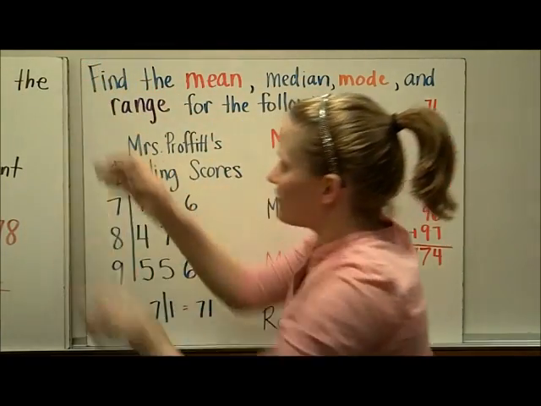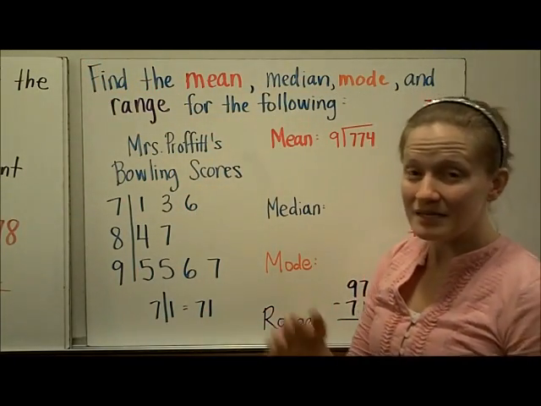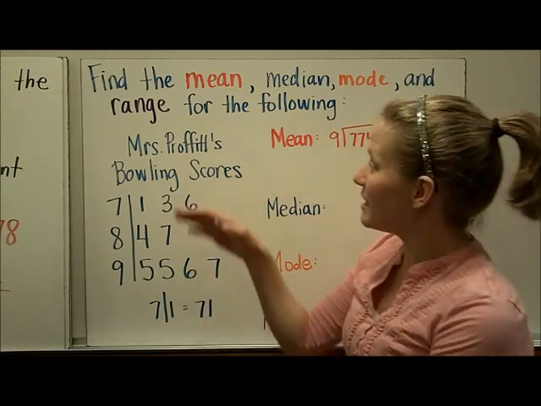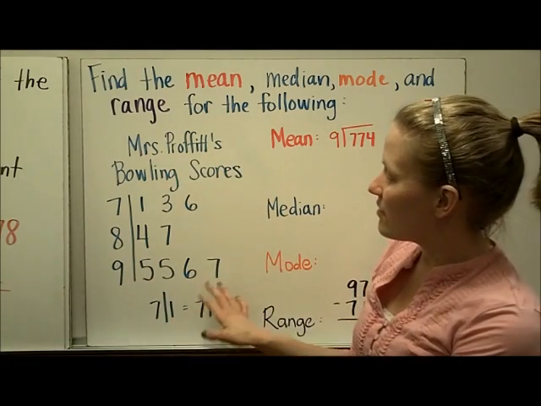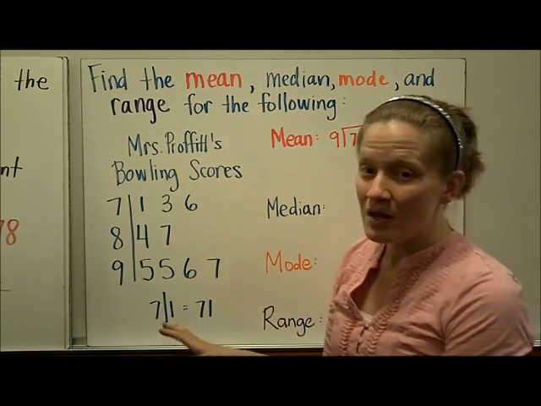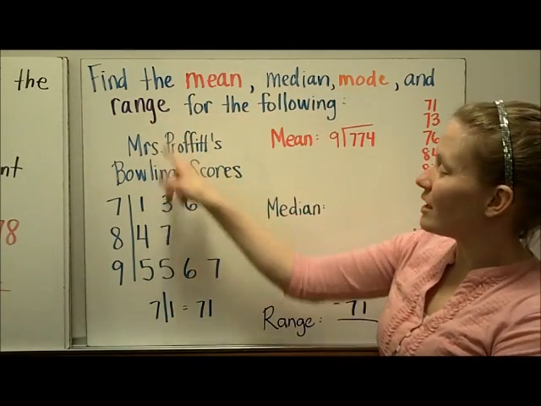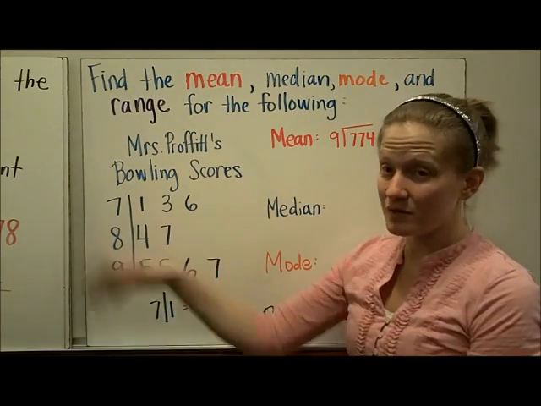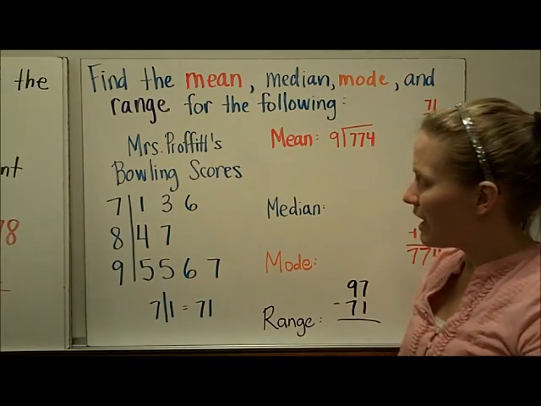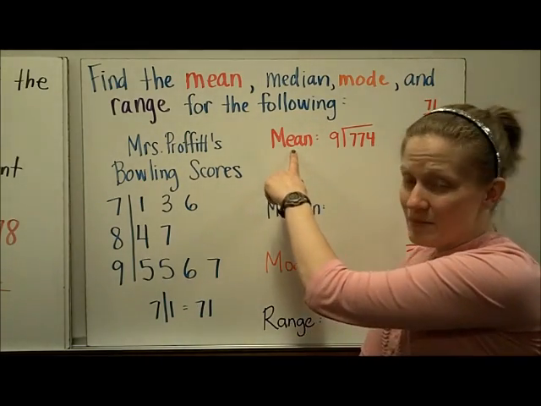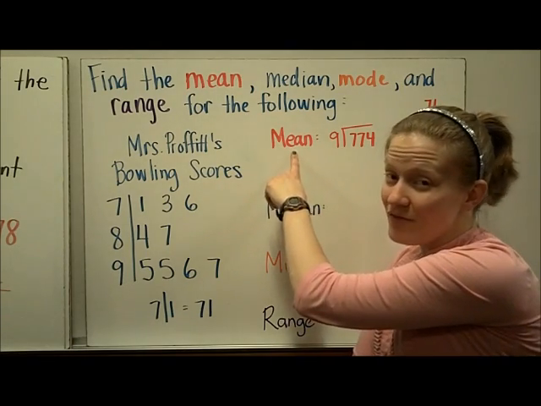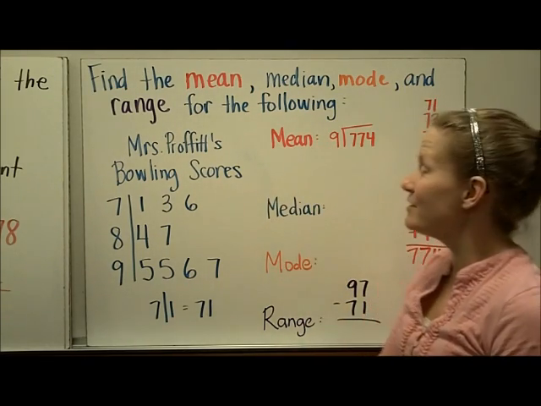So let's put all of that together and find each of those ways to describe data using this set of data that's been put in a stem and leaf plot. So I'm going to find the mean, median, mode, and range for my bowling scores that are arranged here. When I'm getting ready to find the mean, you're going to add up all the values and divide by the number of values that you have.